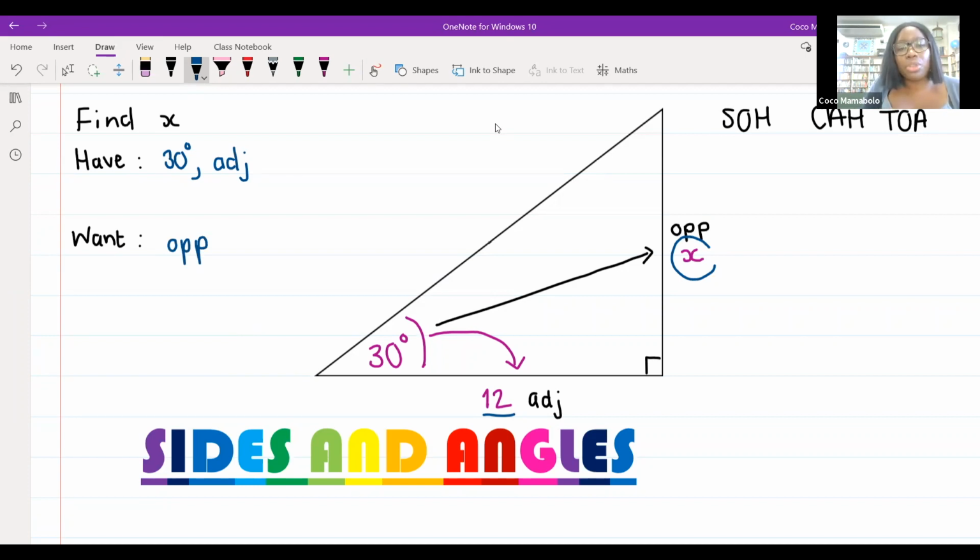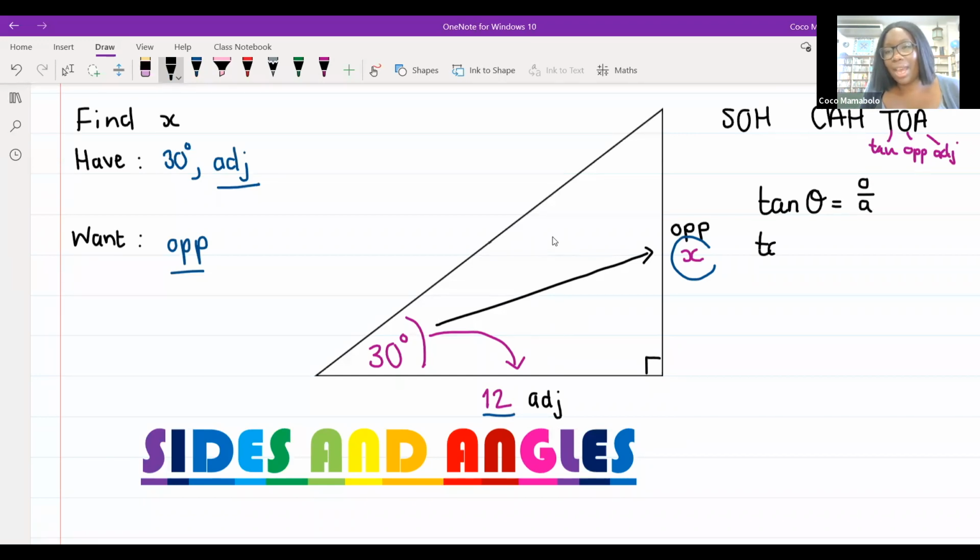Which one of them uses adjacent and opposite? Have a look. In between all of these, which one uses O and A? It's going to be TOA. Good. Which is tan. Right, excellent. Now I know that tan of theta, because I'm reading it off of here, is equal to opposite over adjacent, just like that.